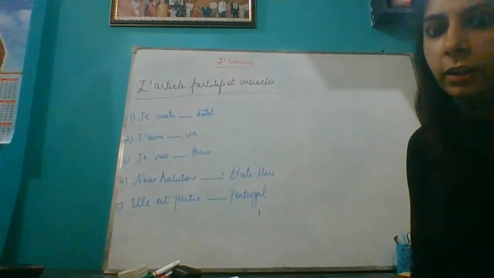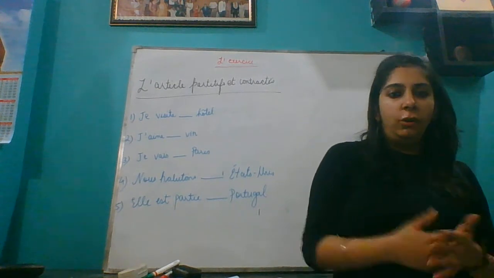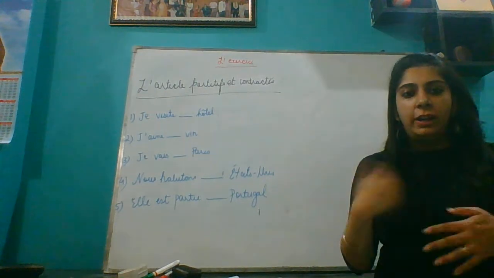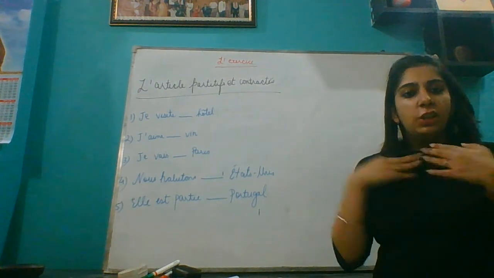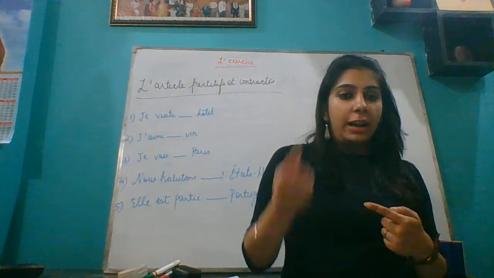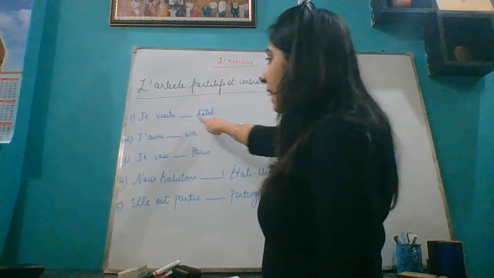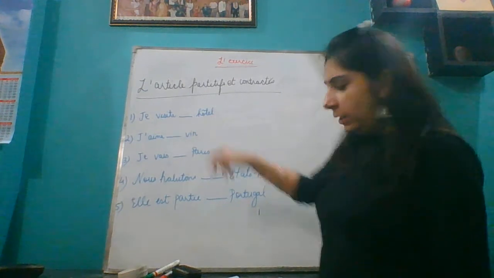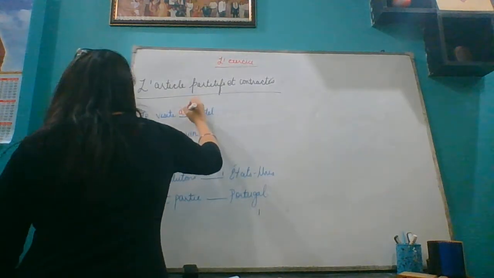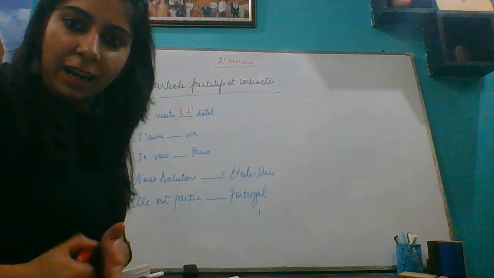Now if you can see here, there are 5 sentences that are written on the board. We'll try putting article partitif and contracted into it. Je visite dash hôtel. If I translate literally to English, I visit to the hotel. So the sense is coming for to the hotel. When the sense will come for to, we'll use the preposition à. And since the noun is starting with a vowel, we'll have the article à l' apostrophe. Je visite à l'hôtel.